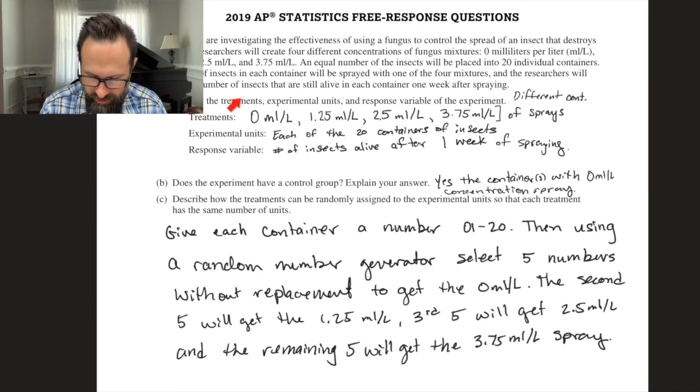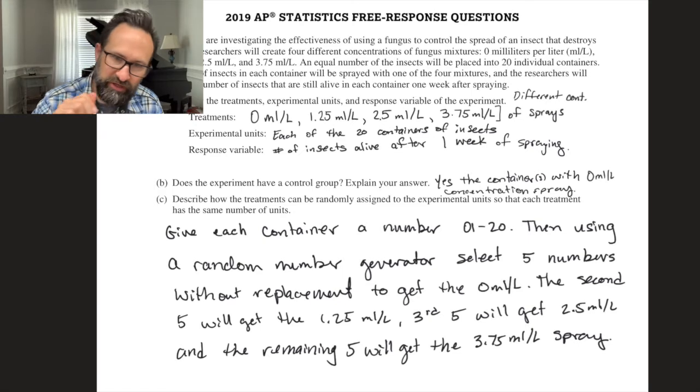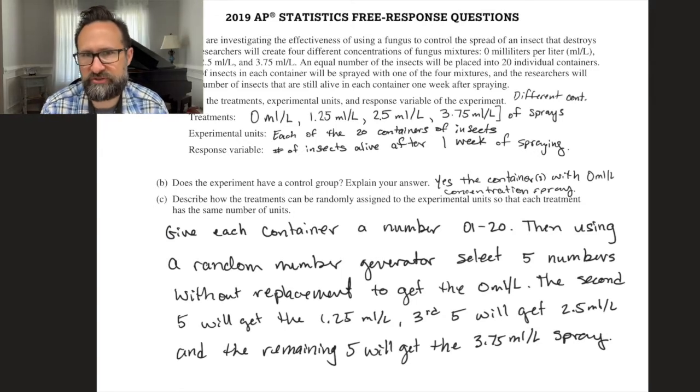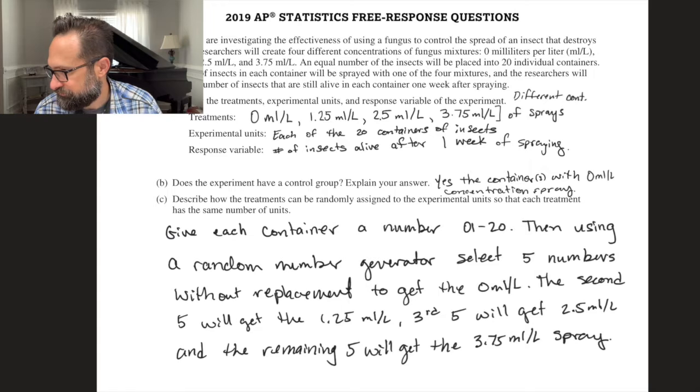So be careful when you're asking about experimental units. Think about your treatments. What am I going to be giving the treatment to? What am I going to be putting this treatment on or working with? In this case, you had 20 different containers that you were going to be putting these sprays on. And so that makes it more like an experimental unit. So it would be the 20 different containers of insects.